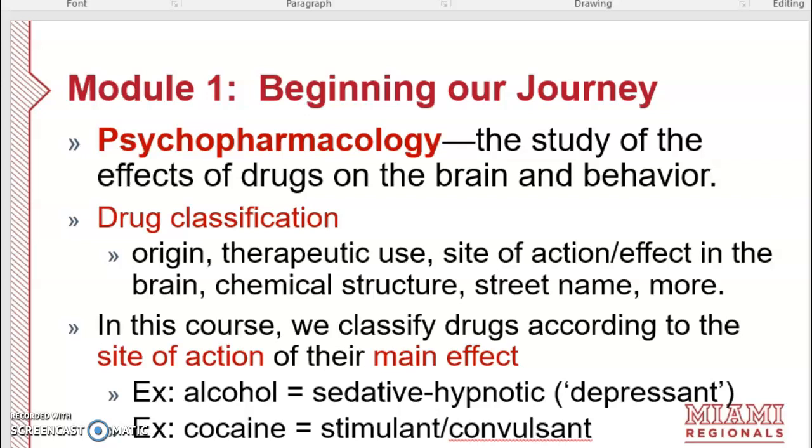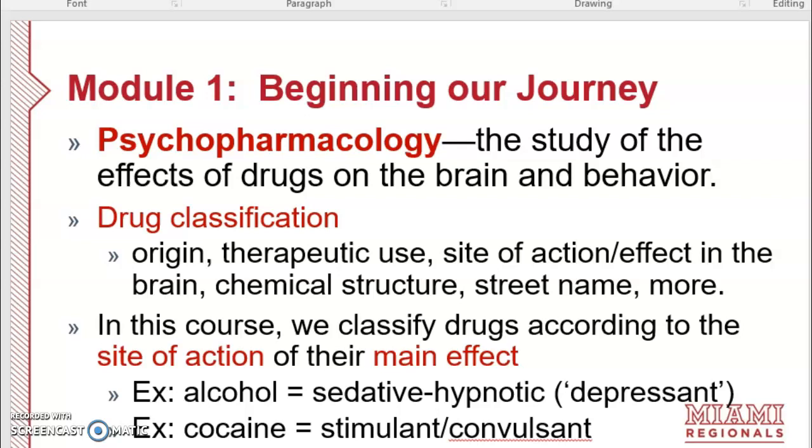Drugs then are also classified by their site of action, or literally the effect that they have in the brain. Do they increase neural activity in the brain, or do they decrease neural activity in the brain? Drugs are also classified often by their chemical structure. For example, you might remember in Biopsych, Psych 251, you learned about serotonin, which is abbreviated 5-HT, which stands for its chemical structure, 5-hydroxytryptamine. So sometimes drugs get classified like that. Sometimes drugs are classified by their street name.